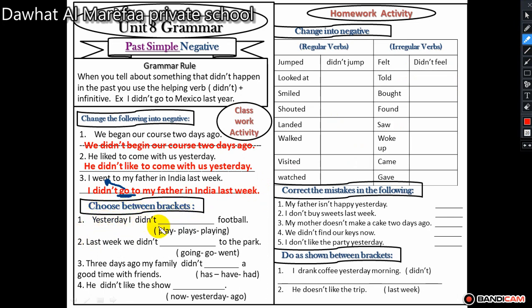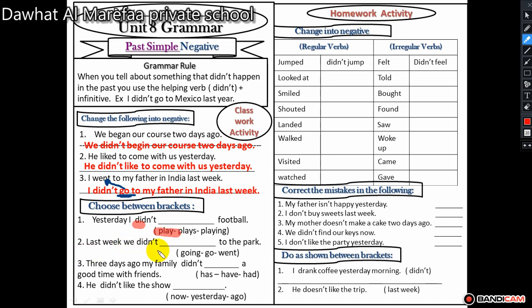Yesterday, I didn't playing football. Once you said didn't, so what is the answer? The answer will be play. Very good. Why play? Because after didn't, the verb will be in the basic form. We don't add ed or s or es or ing. The verb stays in the basic form. We don't add anything to the verb.